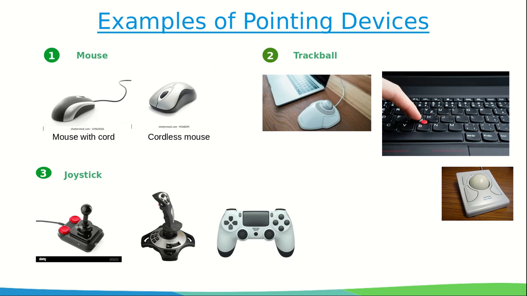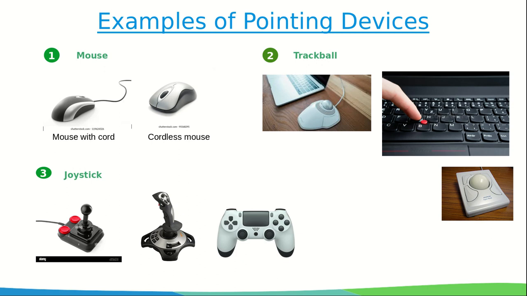The most common type of pointing device is the mouse, and as you can see on your screen, we have got a mouse with a cable or cord. This is the most common one. But on the other hand, we also have a cordless mouse. A cordless mouse is also called a wireless mouse.